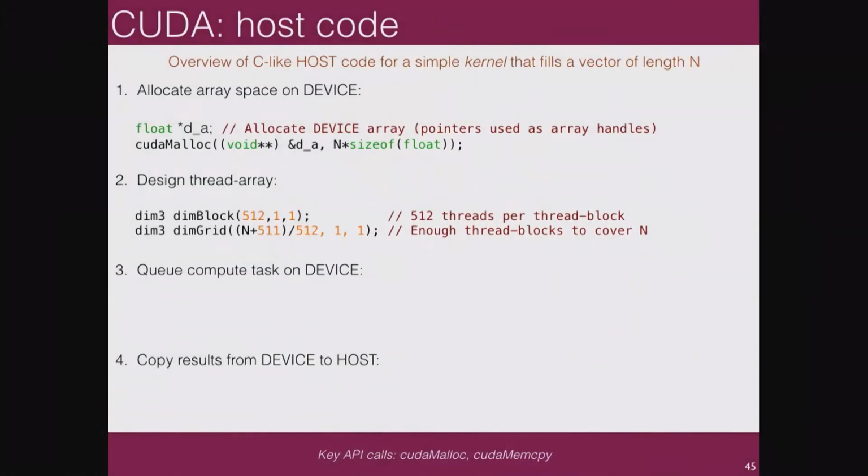Does that make sense? Yeah? It's just a block partitioning of a loop. And we'll see what I mean by that in a moment. OK, so to reiterate, we use cudaMalloc to allocate space on the device. We're going to specify how many threads we want.